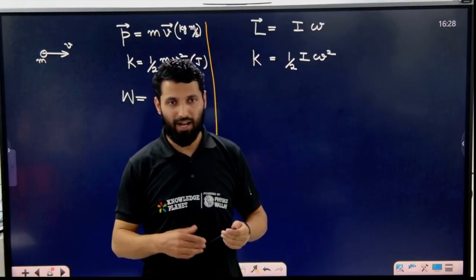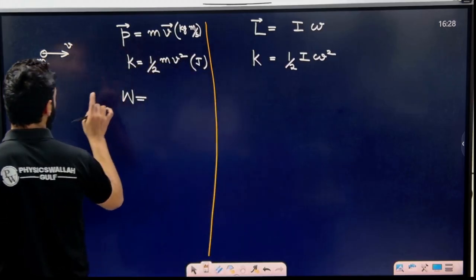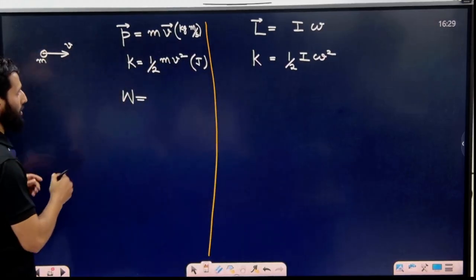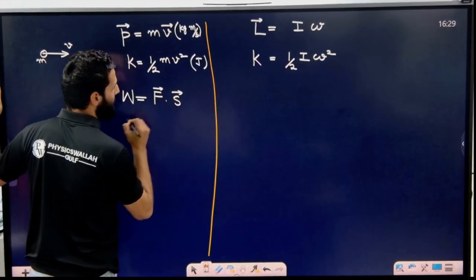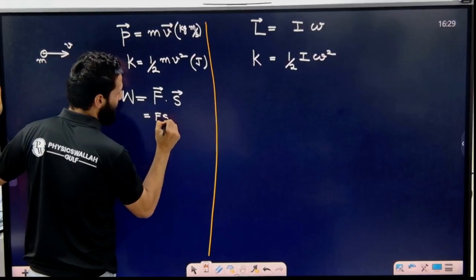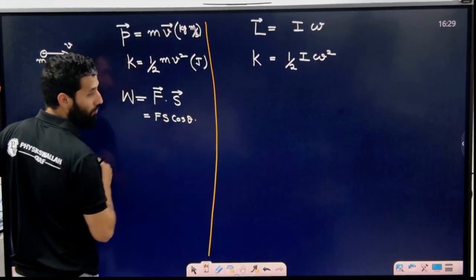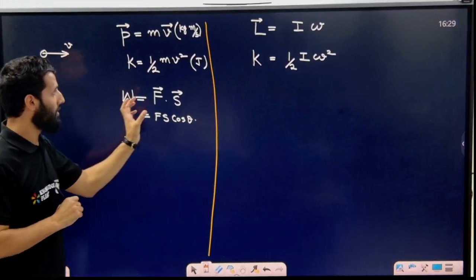Okay. Now dot product. The answer will be scalar. Is it scalar or vector? Scalar. So that's why we use dot. What is dot? F dot S, the dot product of F and S, or I can write it as F S cos theta also. Understood?